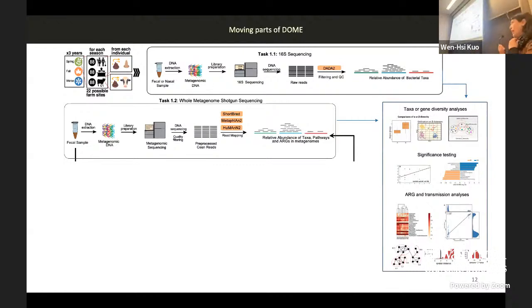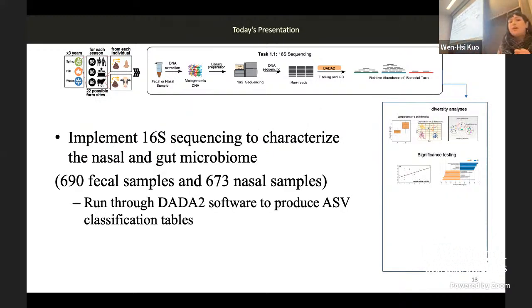Okay, so what I am going to be talking to you about is the 16S taxonomic bacterial profiling I did of these 2 different sample types. Then I'll briefly go into some of the functional resistant gene work that's still a little preliminary. The main part of my talk is going to be the taxonomic characterization of both the fecal and nasal samples across hosts. We had over 600 fecal samples and 600 nasal samples to compare, and I ran them through software called DADA2, which gave me amplicon sequence variants to compare.